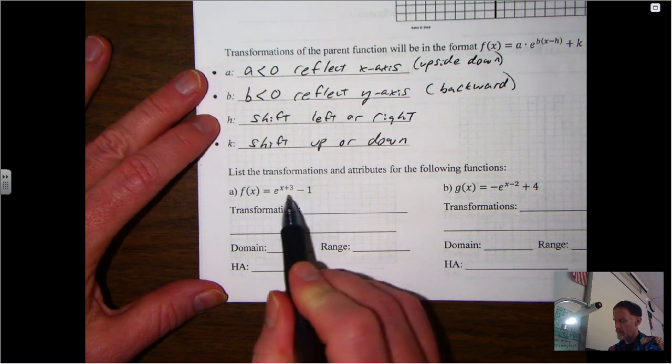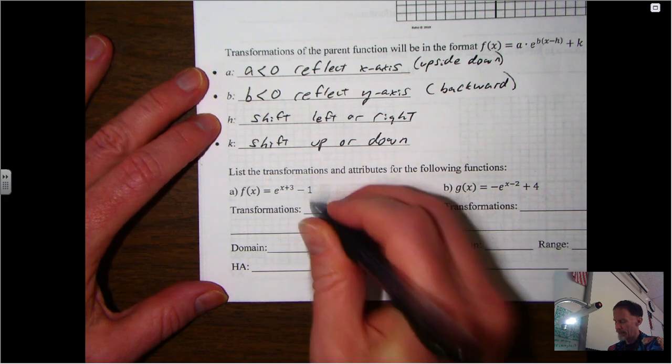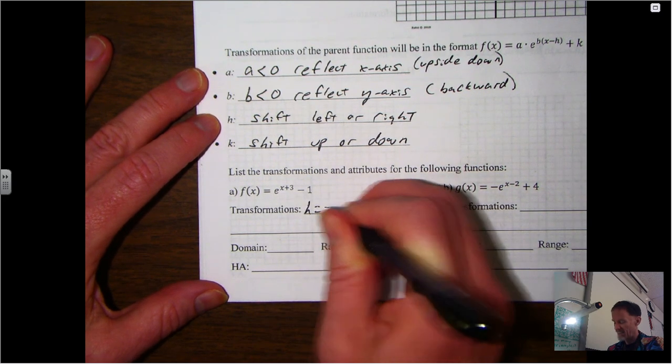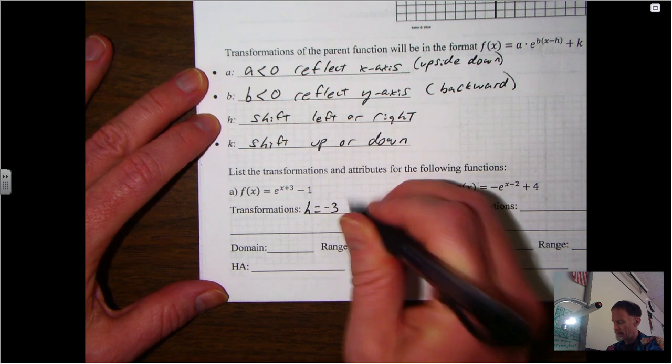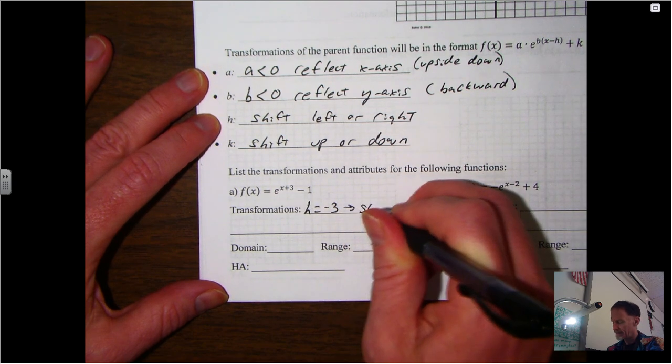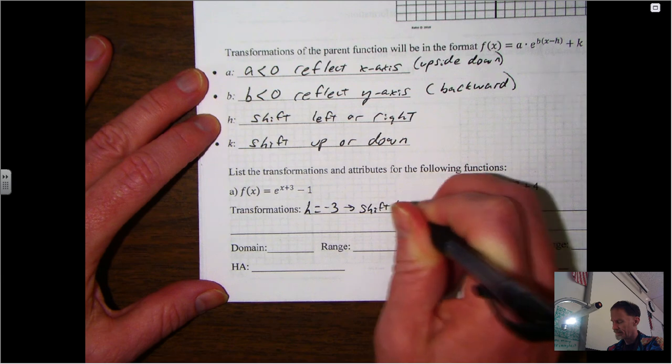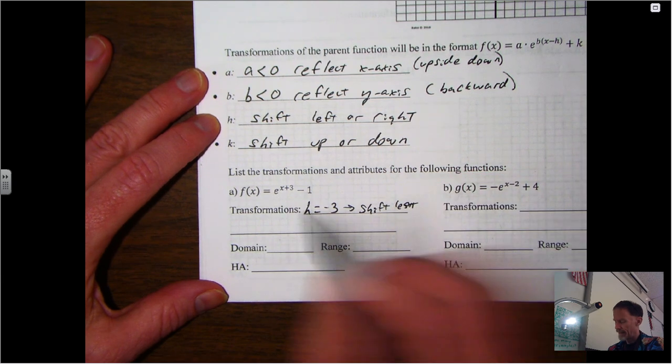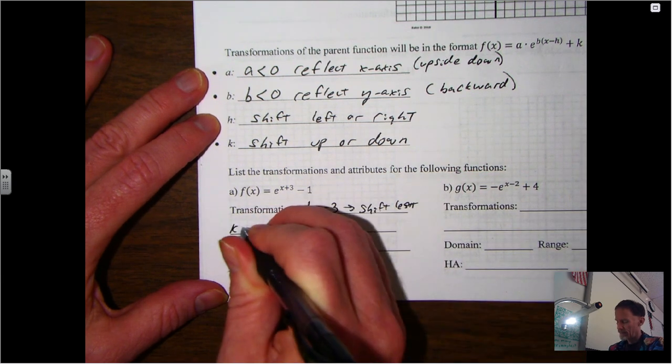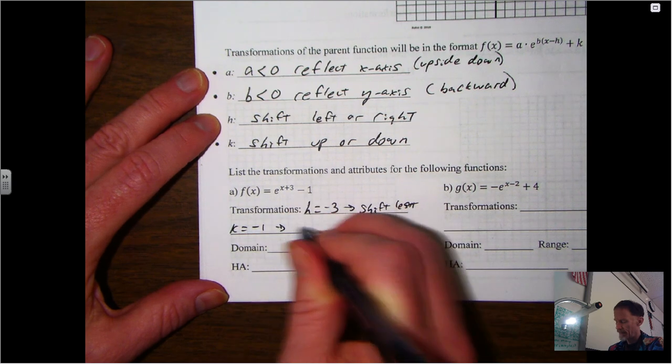So transformations, we know that's our H value. We know H is negative, so it's actually negative 3. Remember, change the sign, so that means it's shifting left. And K is also negative 1, which means it's shifting down.